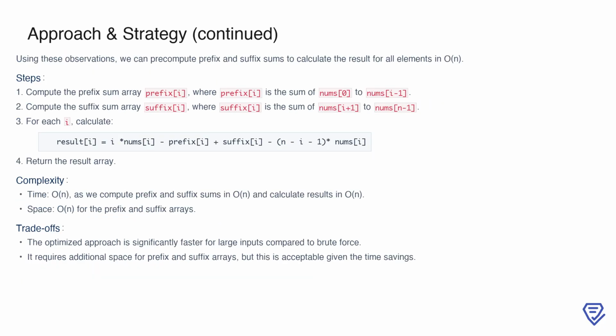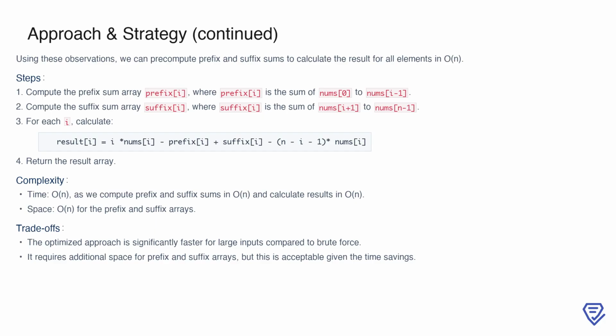To efficiently compute the sum of absolute differences, we use prefix and suffix sums. First, we calculate a prefix sum array, where each entry represents the cumulative sum of elements up to the previous index. Similarly, we compute a suffix sum array, where each entry represents the cumulative sum of elements from the next index onward. Using these pre-computed arrays, we can determine the result for each element in constant time.